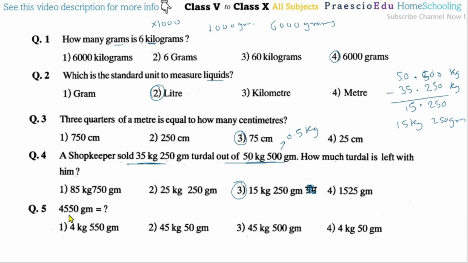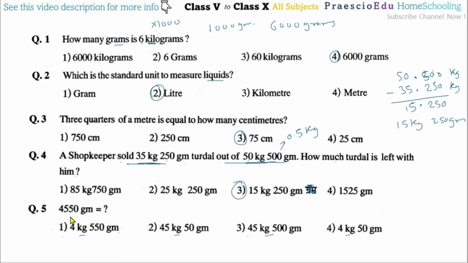So question number 5: 4550 gram is equal to how much? Now in the options all are mentioning kg and gram, so we have to convert 4550 gram into kilogram and gram.